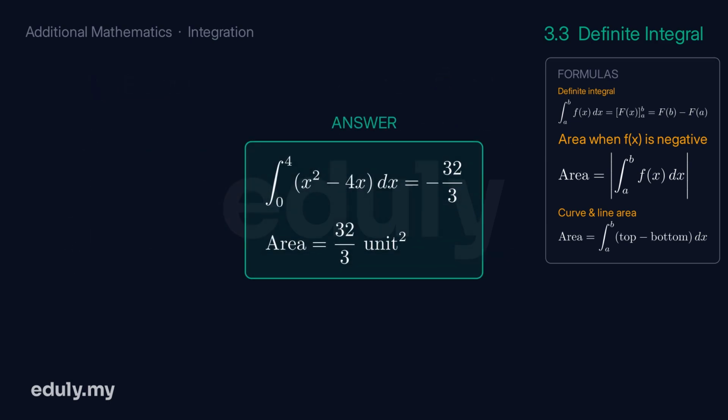Part A, the definite integral of x² minus 4x from x equals 0 to x equals 4 is minus 32/3, negative because the curve lies entirely below the x-axis on this interval, confirmed by y equals x times (x minus 4), which is less than 0 for every x between 0 and 4. Part B. The area of the enclosed region is the magnitude of that value, 32/3 square units.